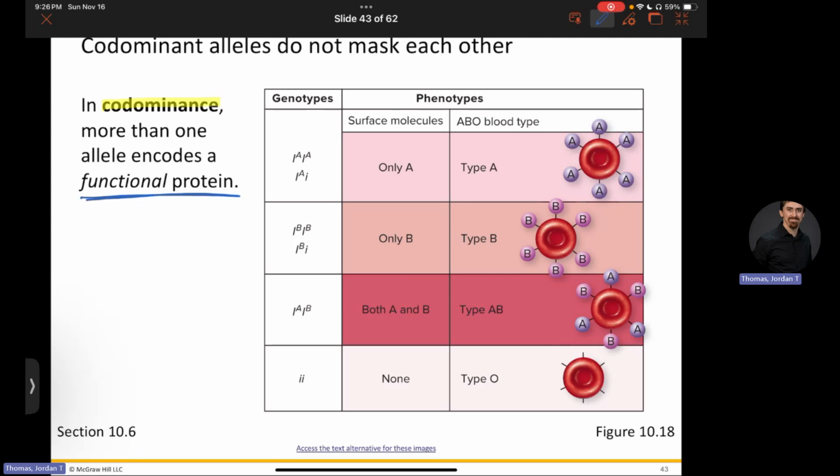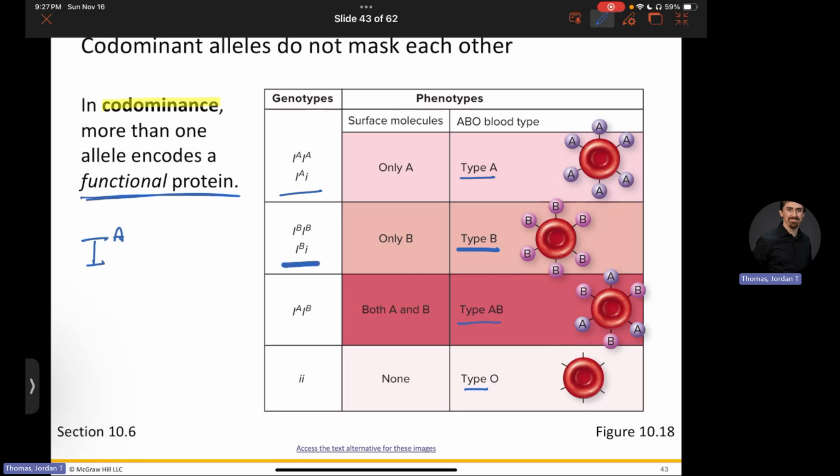So blood type, we have type A, type B, type AB, and type O. And the genotypes are here. So we can see here in our genotypes, for type A, we can have big I with a big A, big I, big A, big I, big A, or little I.